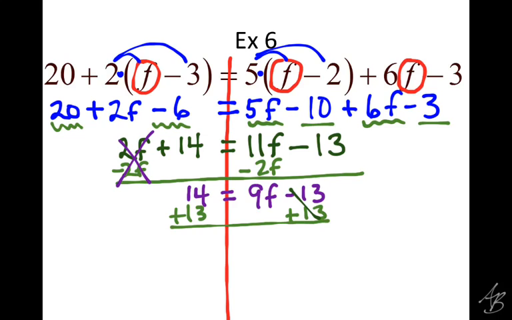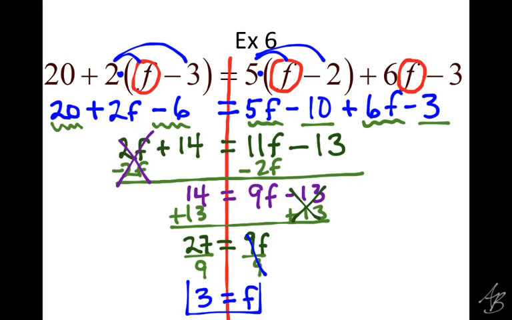Those 13s cancel each other out, leaving what on the right side, Katura? 9f. And then on the left side, 14 plus 13 is? 27. All right. And Malik, what's the last thing we're going to do? Divide by 9. Dividing by 9 on both sides. On the right side, the 9's cancel and we get f. And on the left side, 27 divided by 9. Good.